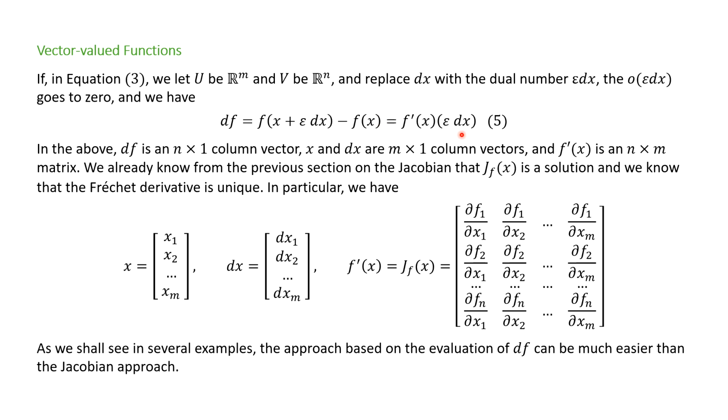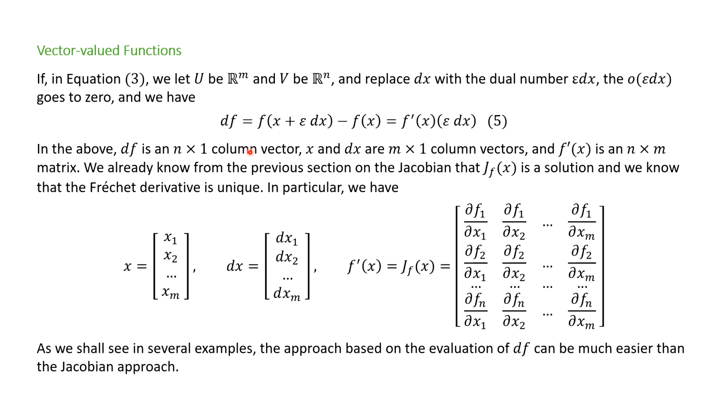We have this here. So this is similar to what we've been using in the previous examples, except the previous examples had a scalar output. Now the output is a vector. So df is a vector, and f of x is a vector, and x is a vector, and dx is a vector, and then the derivative is a matrix. So I wrote that out for you down here. X and dx are column vectors, and the derivative is the Jacobian matrix, this thing here.